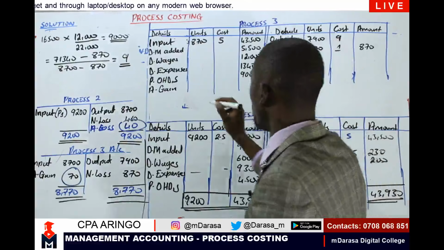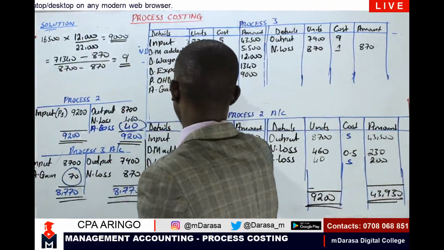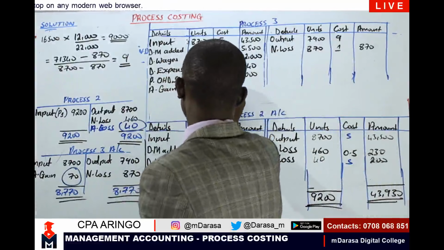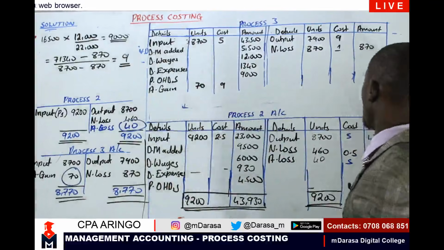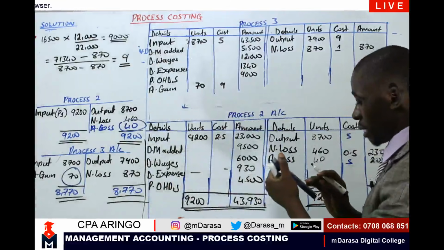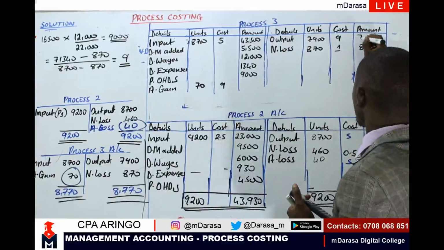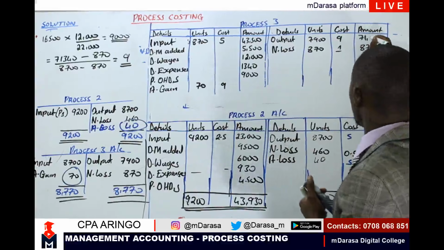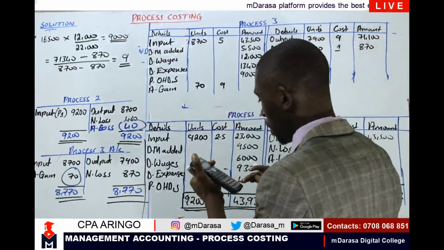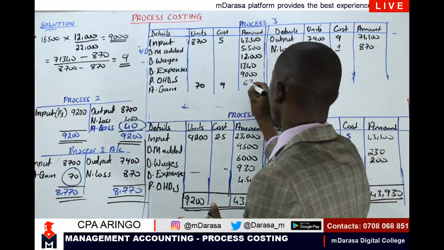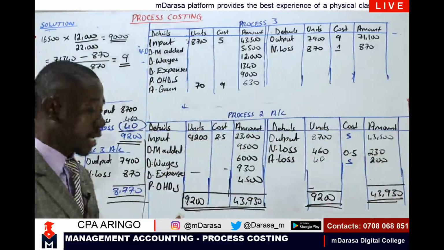And also for abnormal gain, the number of units according to our throughput, we had 70. I'm having 9 there. So what will be our value here? 70 by 9 should give us 630. So confidently, I can come and write our total values here.